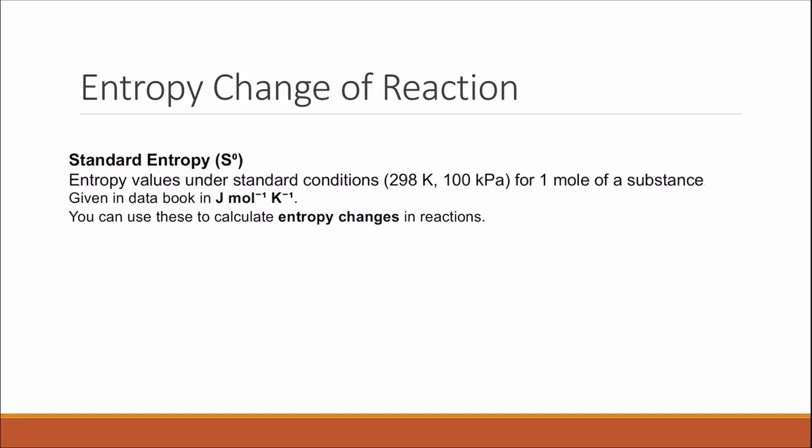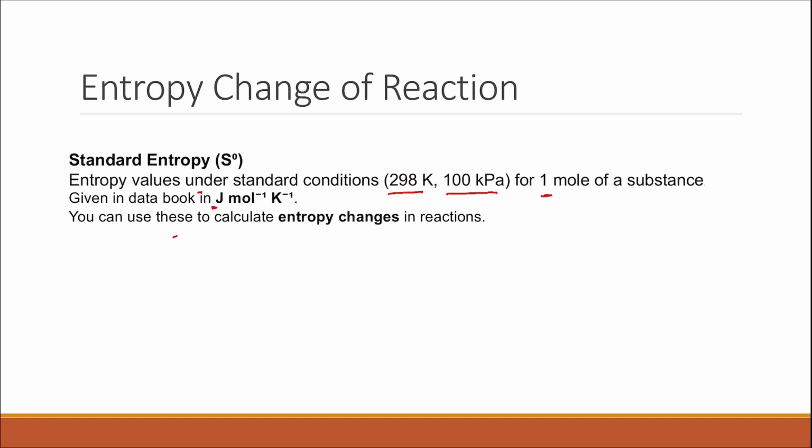Entropy change of a reaction. To calculate the entropy change for a certain reaction, we need to use the standard entropy. Each substance will have a standard entropy at the standard conditions. The standard conditions are 298 Kelvin as usual and 100 kilopascal. The standard entropy is the entropy value under the standard condition for 1 mole of a substance. The value will be given in the data book and it's in joule this time, not kilojoule, per mole per Kelvin.